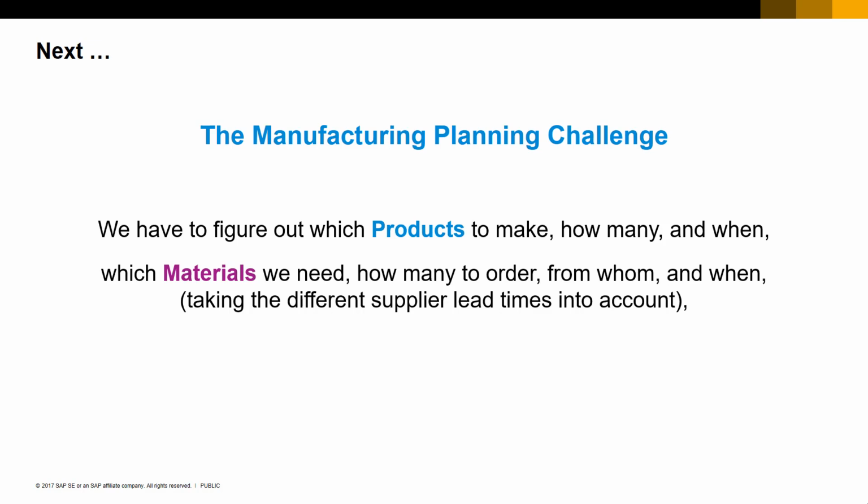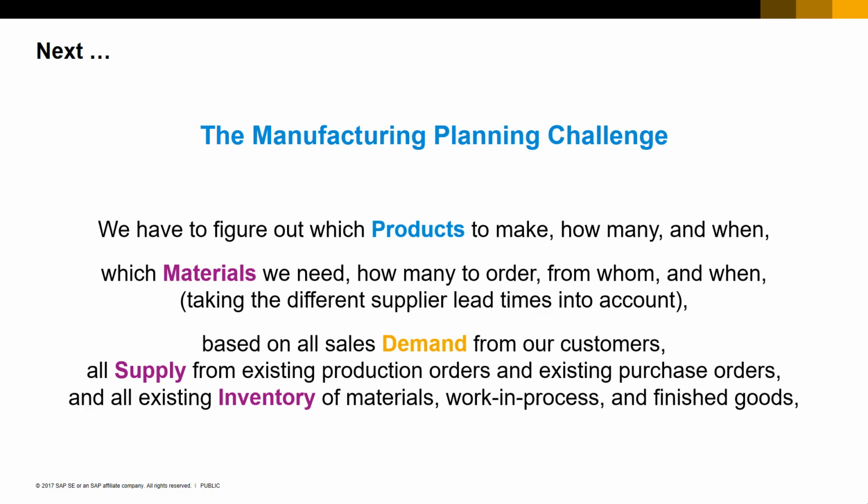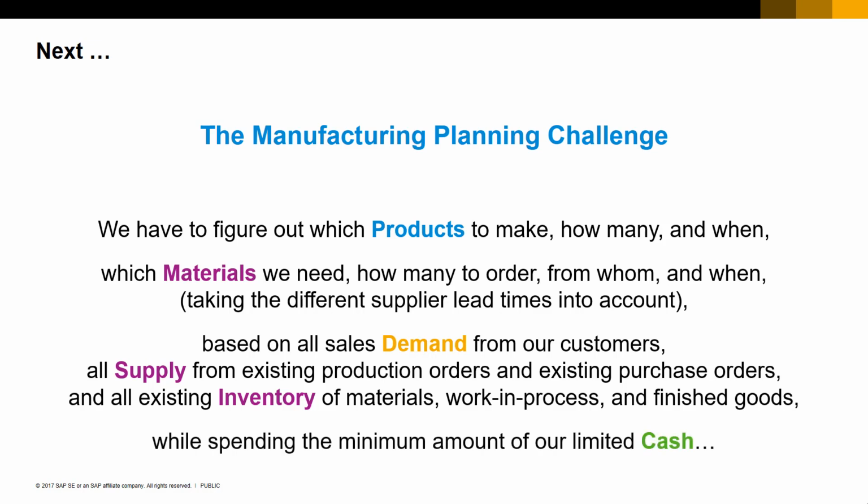This gets a little tricky because each finished product could have dozens of parts, each of which probably has a different supplier and a different lead time. But all of these materials have to be in inventory before we can start production, or we won't be able to make our product. All we have to do is figure out the production orders to give to the plant, taking into account all the demand from our customers, all the supply from existing production orders and existing purchase orders, and all existing inventory of materials, work in progress, and finished goods, while spending the minimum amount of our limited cash.